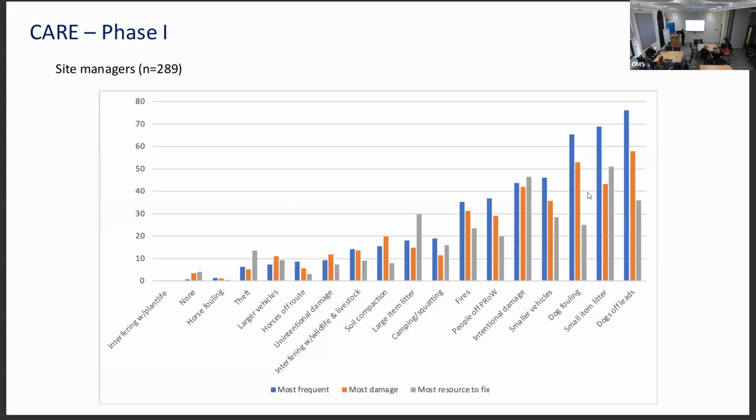So preliminary results, this is still a work in progress. We had 289 site managers that responded to the survey. Once we publish this, it'll all be publicly available. The data sets as well will be publicly available for folks who use it. So blue is the most frequent, orange is the most damage, and gray is the most resource to fix. So at the top, you have dog fouling, small item litter, and dogs off leads as the most frequent. And then it drops off to smaller vehicles, intentional damage, etc.